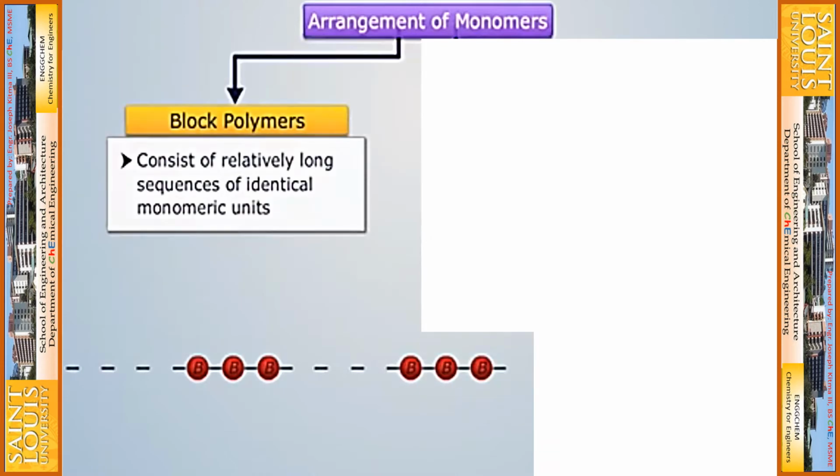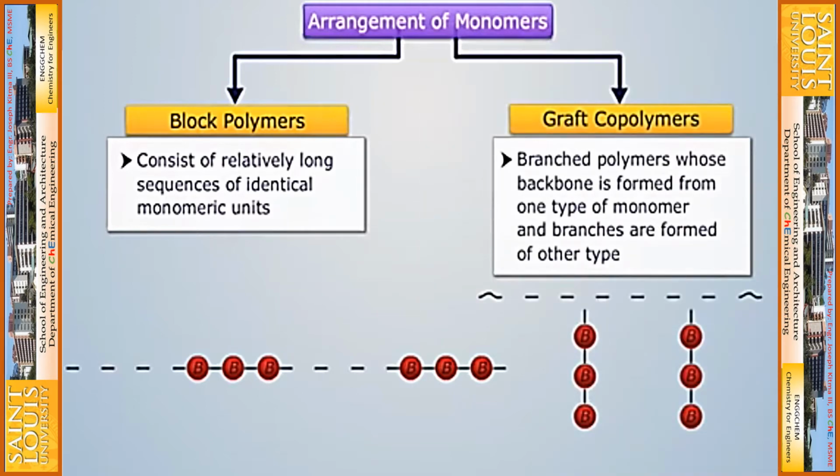For the arrangement of monomers, we can have block polymers. They consist of relatively long sequences of identical monomeric units, while graft polymers are branch polymers whose backbone is formed from one type of monomer and branches are formed of another type.